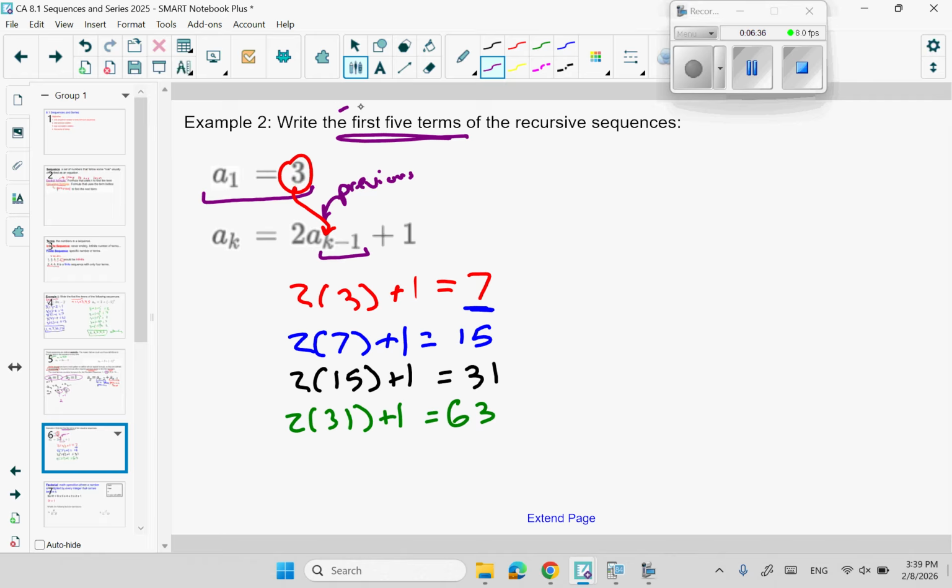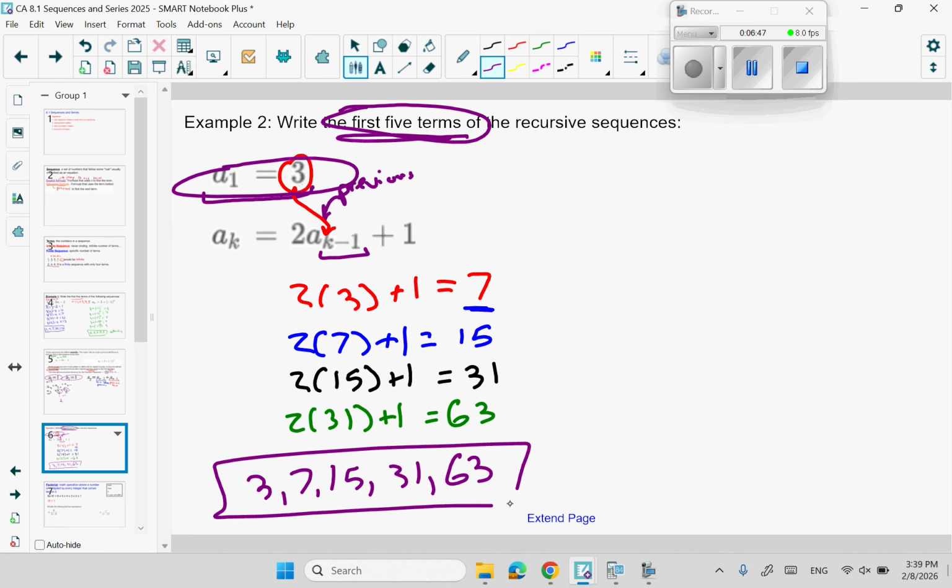Now, it says find the first 5 terms. Don't forget that we started with one term. So my 5 terms would be 3, 7, 15, 31, and 63.